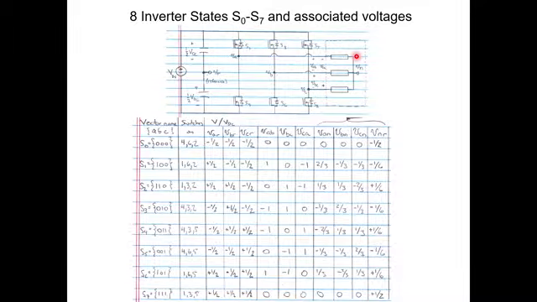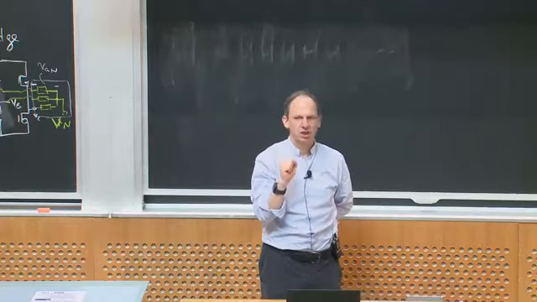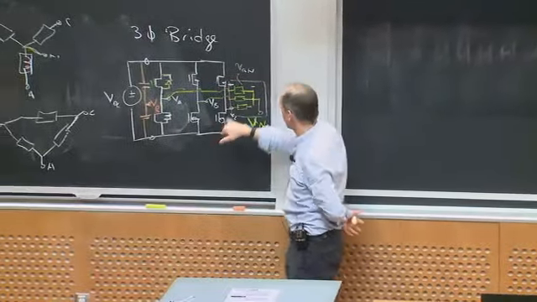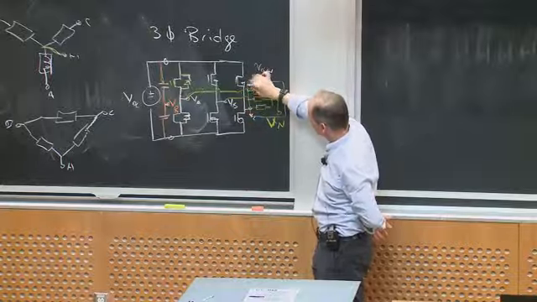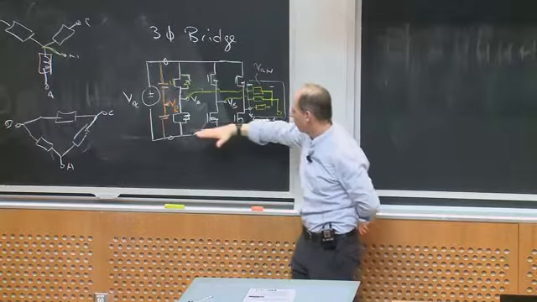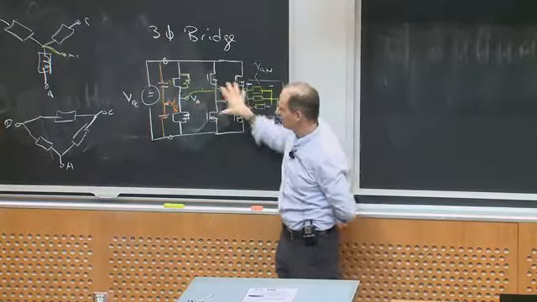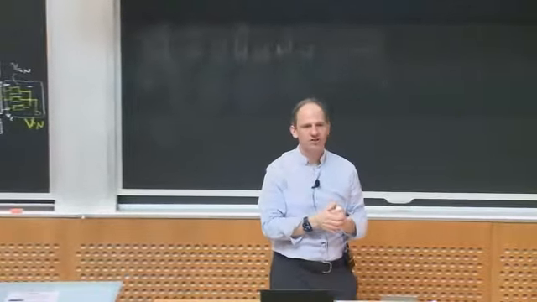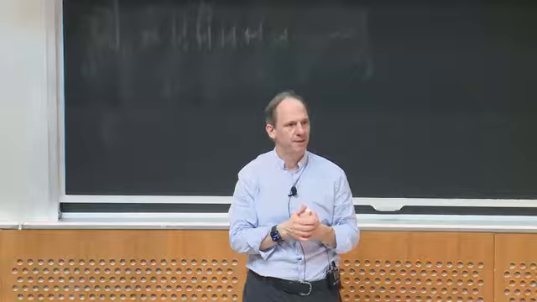So this just shows the voltages I can synthesize. 2 of the 8 states basically short out the load, right? Because if all the top switches are on, I'm tying all these 3 nodes together, so they basically short the 3 terminals together. If all the bottom switches are on, I do the same thing. And for any other switch configuration, I get some other set of states on my inverter output. Okay, any questions about that?